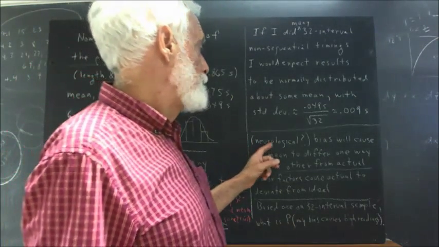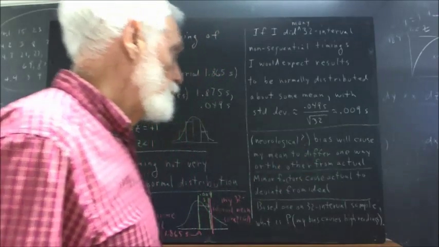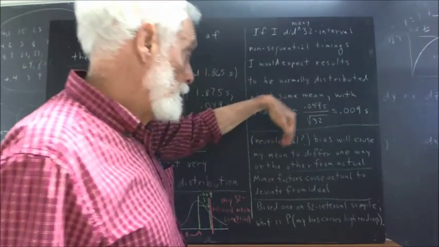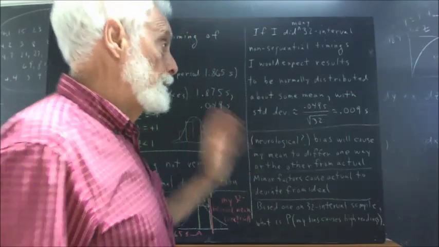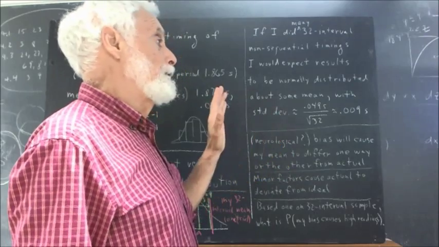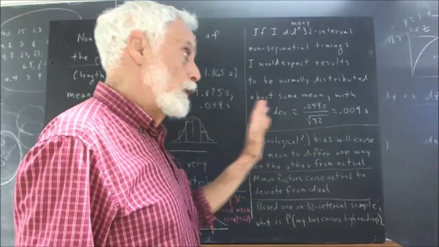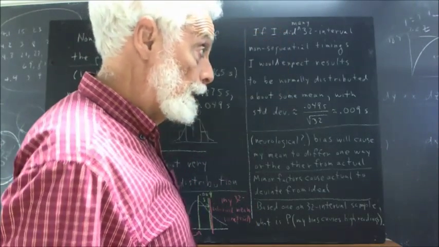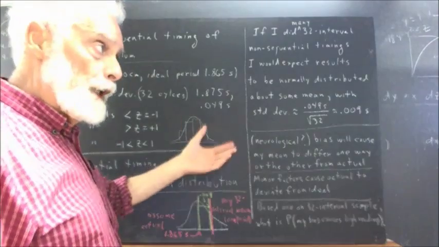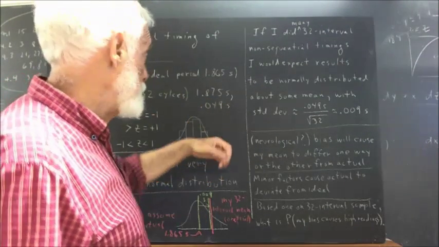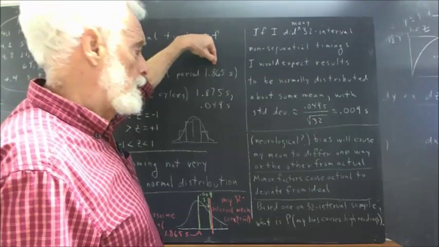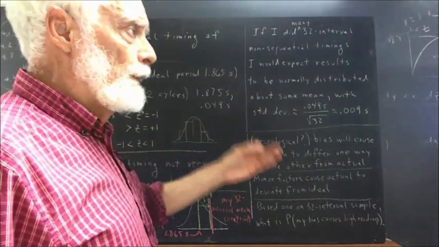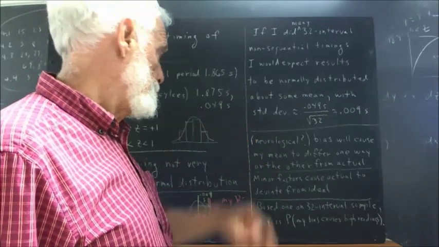Another is that there is, I believe, mostly a neurological bias that's going to cause my mean to differ one way or the other from the actual. In other words, I'm going to have a neurological bias to time the intervals a little bit long or a little bit short. So if I did a large number of 32 interval trials and also did a reliable timing to know what the actual time was, again, that should be pretty close to the ideal, I'd be able to determine the nature of my timing bias.